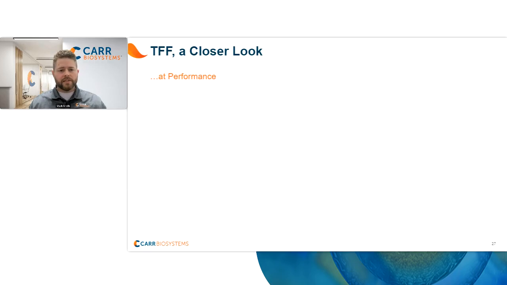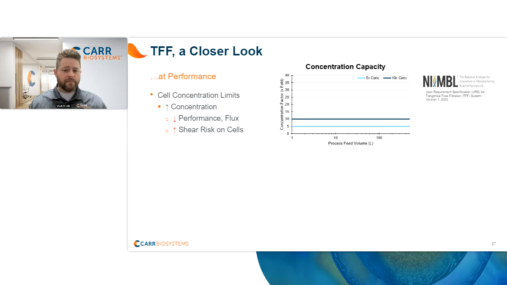Taking a closer look at this, one of the challenges of TFF is that as the cell concentration comes up, you can reduce performance. You can get filter fouling and reduce your flux. This also can increase the shear on the cells, which is why Nimble, for example, came out and recommended that they only concentrate between 5 and 10x on their TFF device.